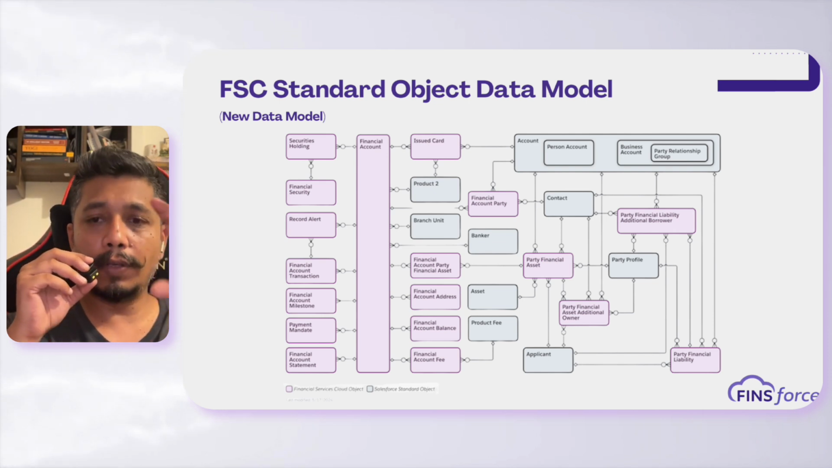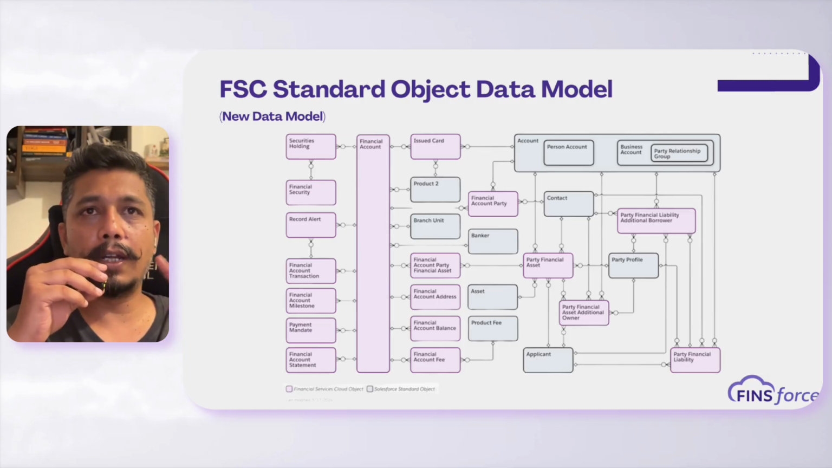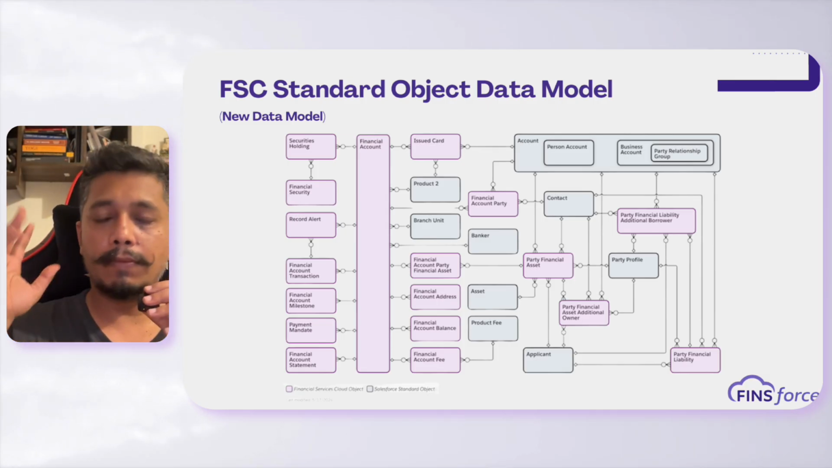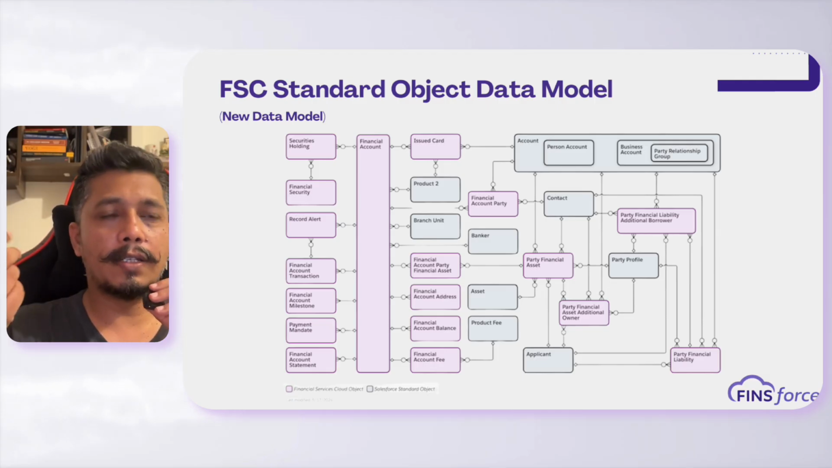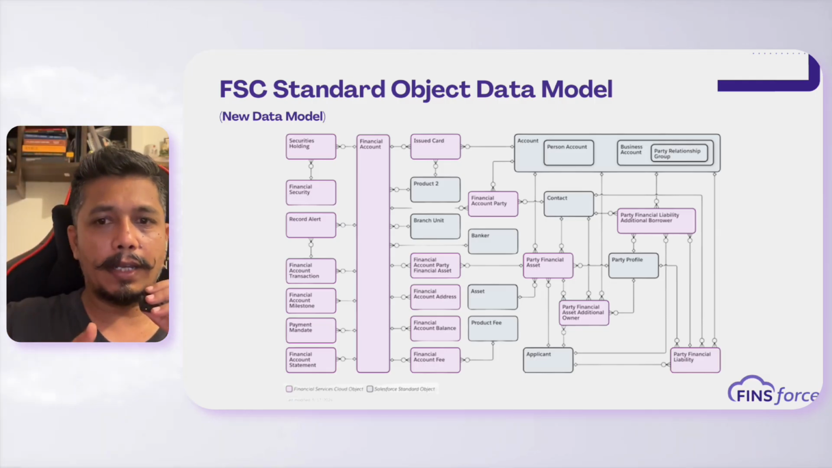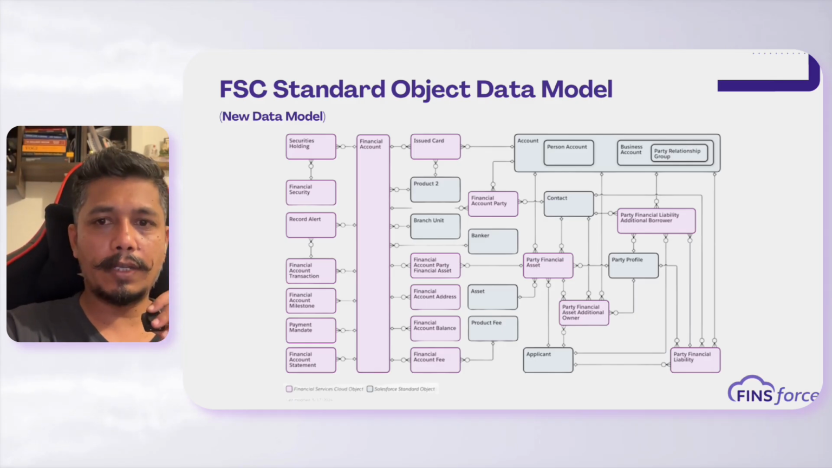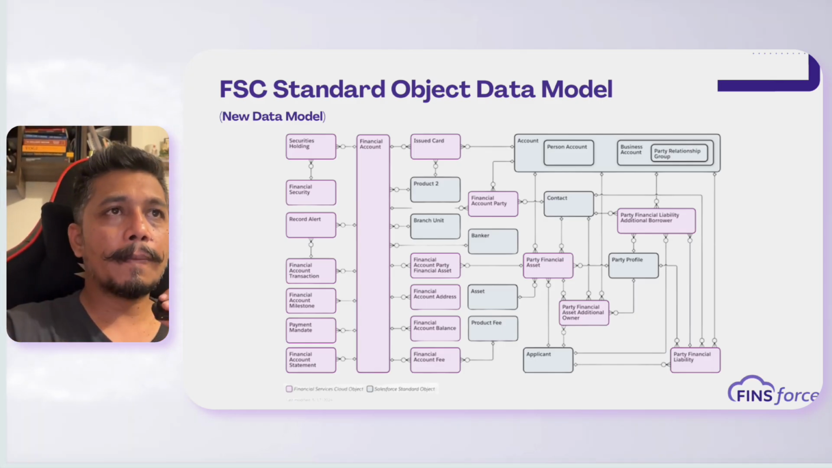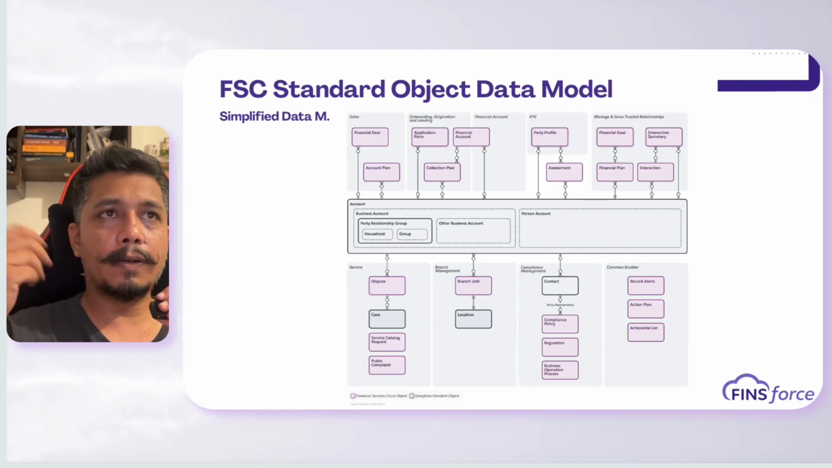Then you will have the new objects related to product, branch unit, everything like a banker, from bank management, payment mandate, financial security, record alert, everything will be connected with the financial account. We will see this again in upcoming videos dedicated only to the data models. And this is a simplified version of the data model.